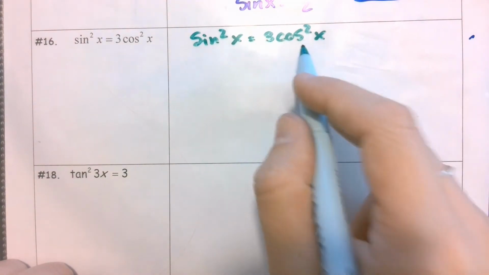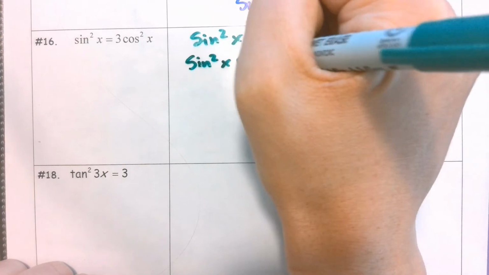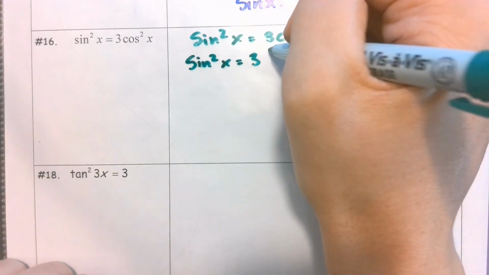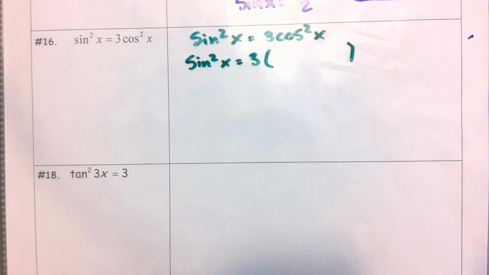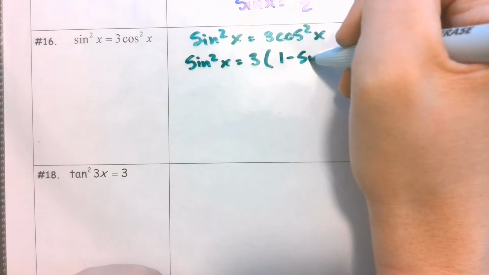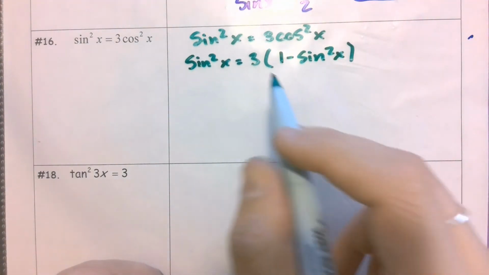So I'm going to go ahead and replace cosine. And remember that our way to replace cosine, because it's a cosine squared, I'm allowed to replace it using one of those Pythagorean identities. And since we know sine squared plus cosine squared equals 1, that means that cosine squared is 1 minus sine squared. So just subtracting that sine squared over.